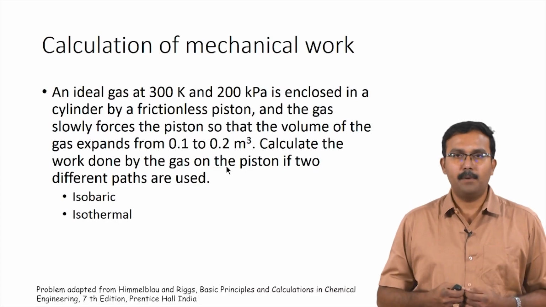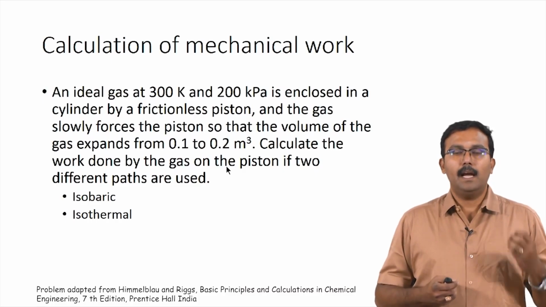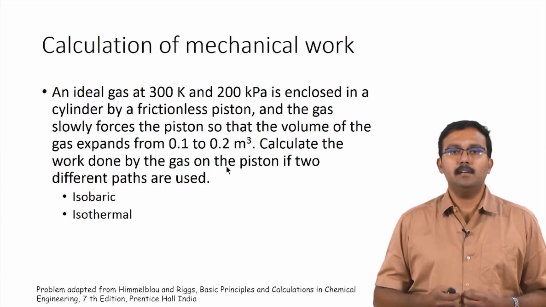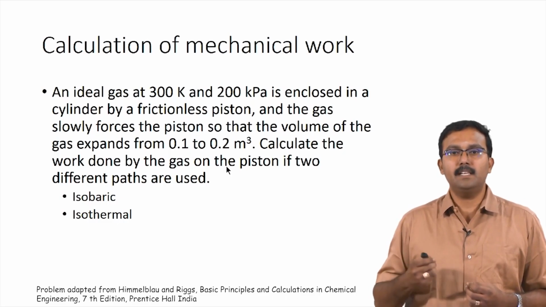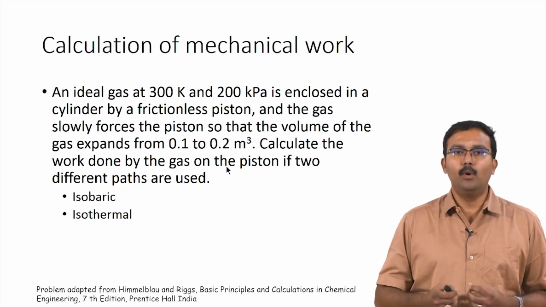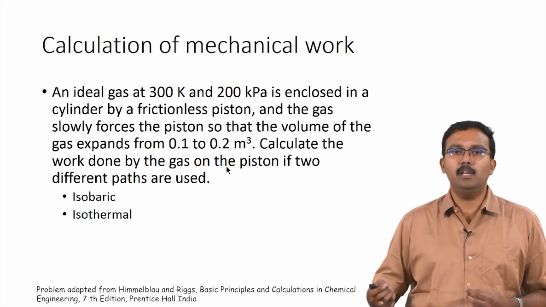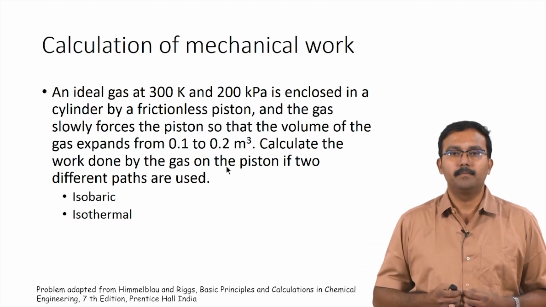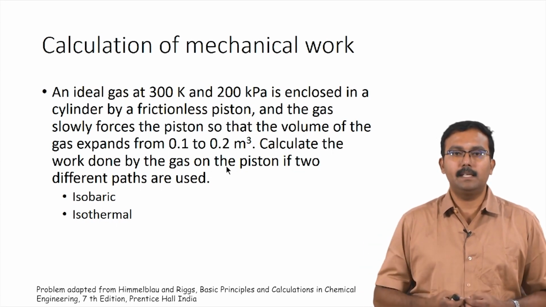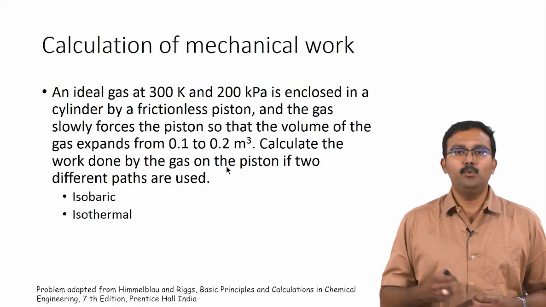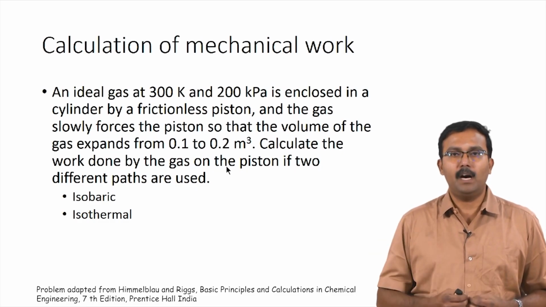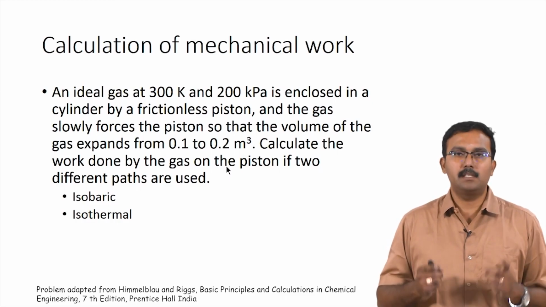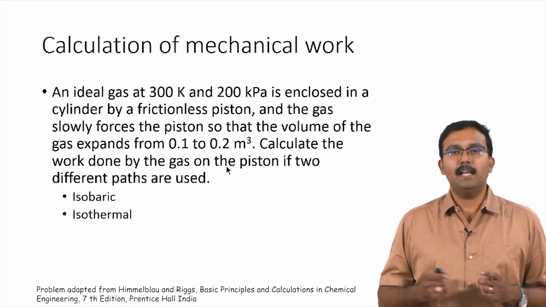Here is a simple example problem. An ideal gas at 300 Kelvin and 200 kilopascals is enclosed in a cylinder by a frictionless piston, and the gas slowly forces the piston so that the volume of the gas expands from 0.1 to 0.2 meter cube. Calculate the work done by the gas on the piston if 2 different paths are used, isobaric process and isothermal process. Here the actual process itself is the same, the path is different.